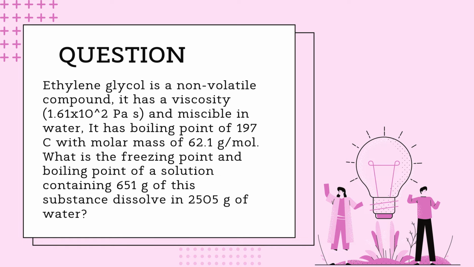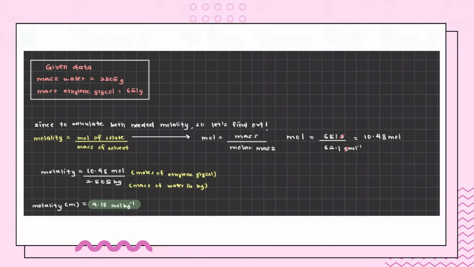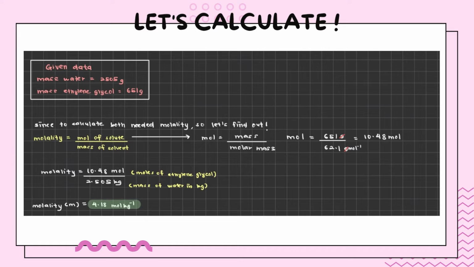So the main objective of this question is to know what is the freezing point and the boiling point of a solution containing 651 gram of ethylene glycol dissolved in 2505 gram of water. Firstly, we can see that the given data are the mass of water and the mass of ethylene glycol. And since calculating freezing point or boiling point needs molality, we have to search for it first.